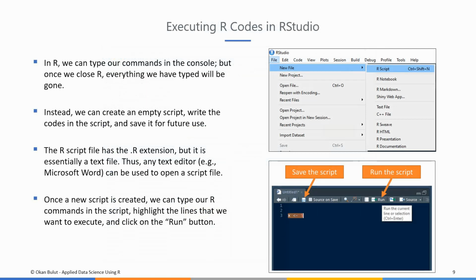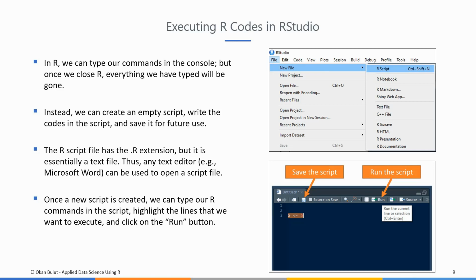So in R, whenever we type codes in the console, once we close R, unless you save your workspace, all the codes that you typed will be gone. So to keep your codes and to be able to run the same codes again and again whenever you want, we typically create a script. If you go to the file menu and a new file, if you choose R script, that will create an R script for you.